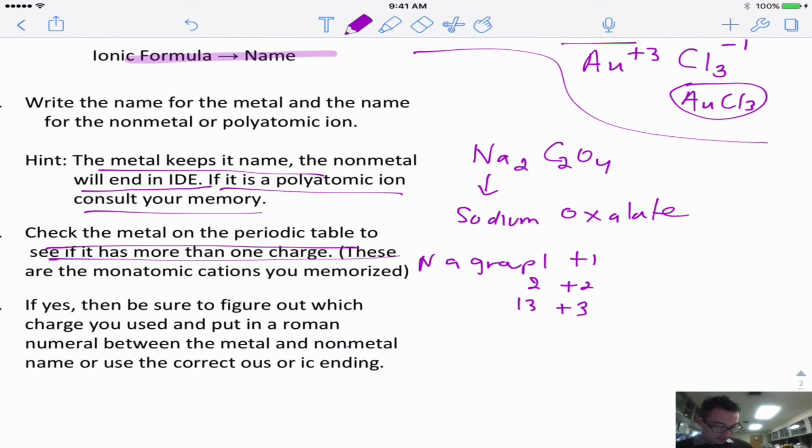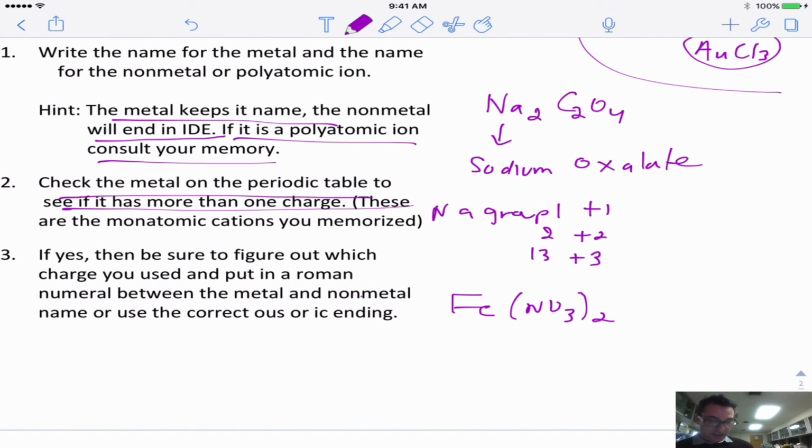So let me give you an example. Let's say I had something like this, Fe(NO3)2. So now I look at this and I'm like, Fe, that's iron, and NO3, nitrate. Guess what? If you write this on the test, you're wrong, because you left out the Roman numeral. The iron over here has choices, and you need to know those and memorize those. Iron could be +2 or +3. Which one did I use? Well, a lot of you will say, well, there's a 2 down here, so it has to be +2. Well, most likely you're right, but you need to double check that.